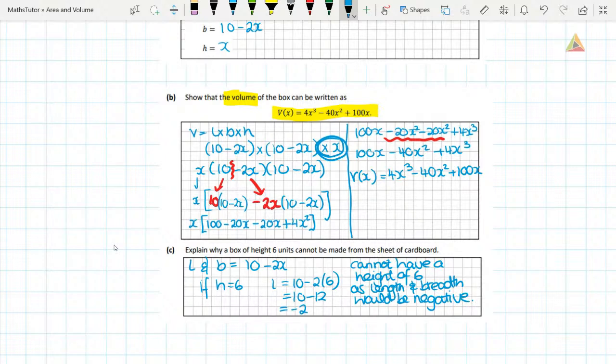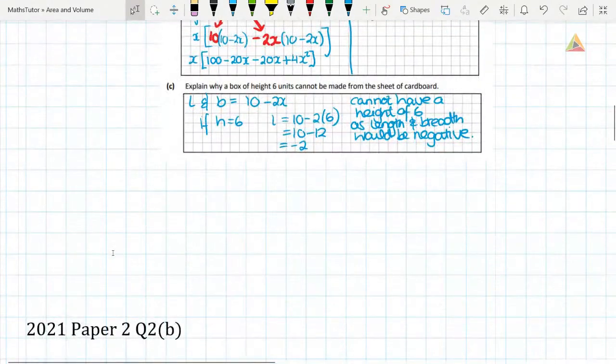So we can't have any value bigger than 6 either. It's just to show that they wouldn't work. So that's our first example of a question, and that's from a paper 1.